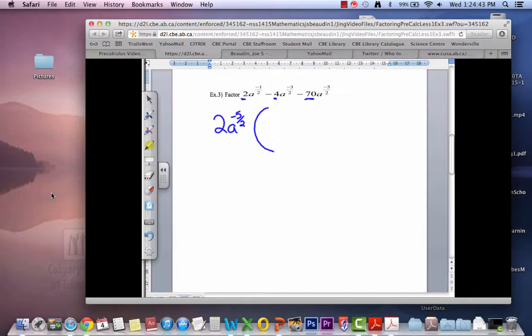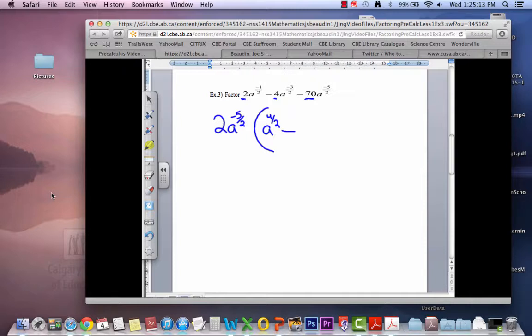Now the million-dollar question is what's left inside the brackets. So from this first term, we've already taken out the 2. We need a to the exponent 4 over 2. Just to keep it with a common denominator, you can see that a to the 4 over 2 times a to the negative 5 over 2 would get me back to what I had in the question, which was a to the negative 1 over 2.